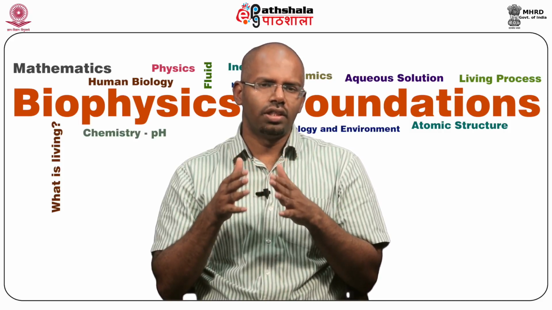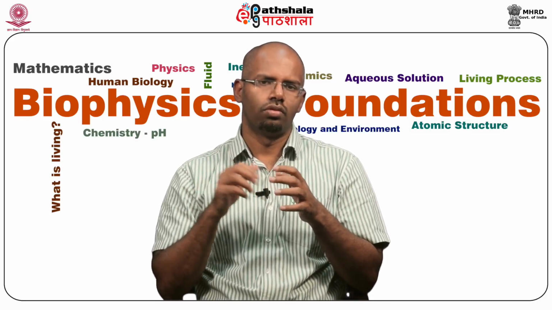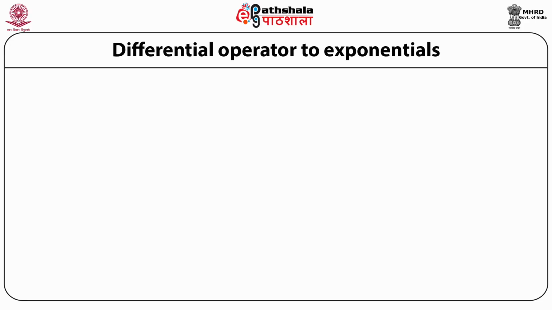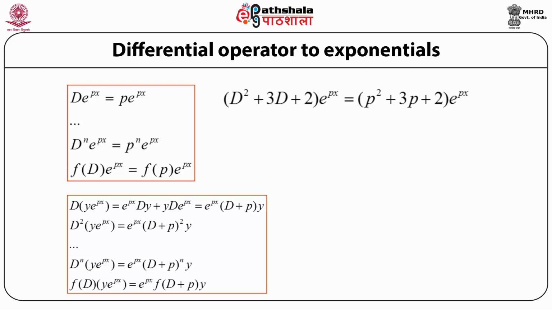So y in total is equal to a1 times e to the power m x1 plus a2 times e to the power m x2. We are going to see how to put the differential operator for exponentials. So D into e to the power px can be written as p times e to the power px. Then D to the power n is going to become p to the power n times e to the power px. So any operator D squared plus 3D plus 2, as shown in the top right corner, acting on e to the power px can always be written as p squared plus 3p plus 2 times e to the power px.